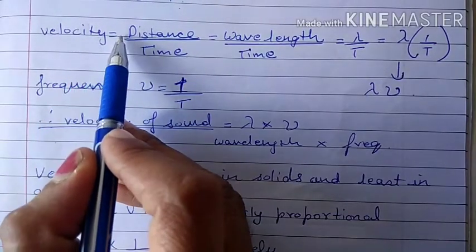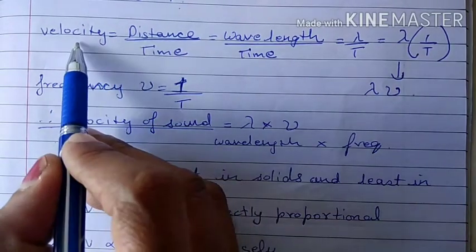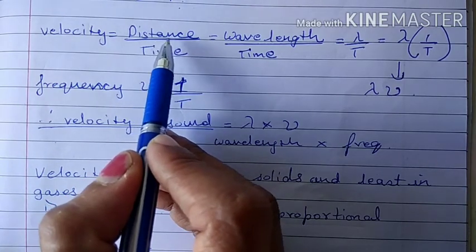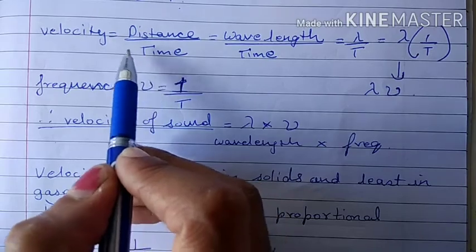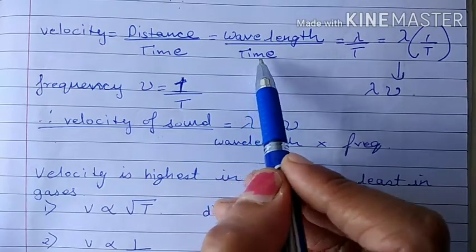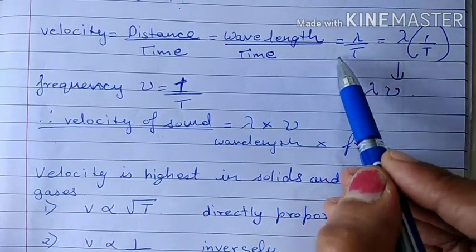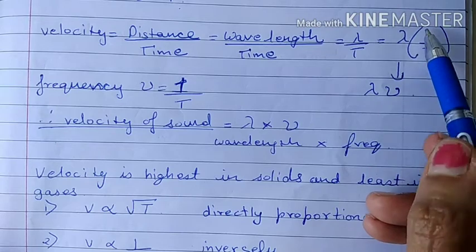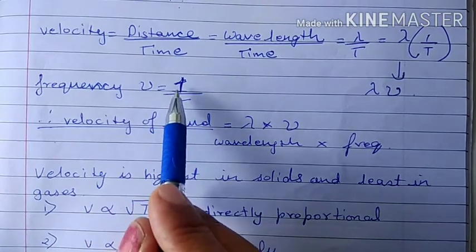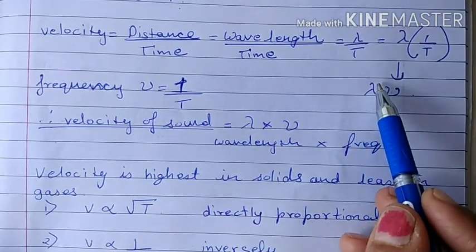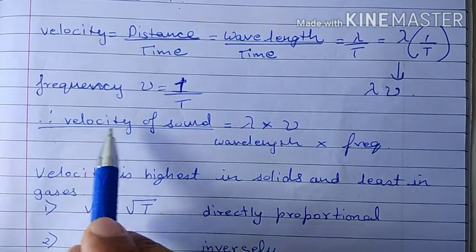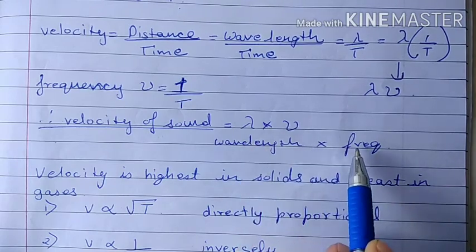So what is velocity of a sound? It is equal to distance upon time. So velocity of a sound define कैसे करेंगे? It is the distance covered by a point on the wave in unit time. That is called the velocity of the sound. Sound के case में distance यानी wavelength and time is equal to time. Formula is lambda upon t. If you separate t out, you get lambda bracket 1 upon t, and 1 upon t is equal to the frequency. So let's substitute this in the formula above. You get lambda into nu. So therefore the velocity of the sound, uska formula hai wavelength into frequency.